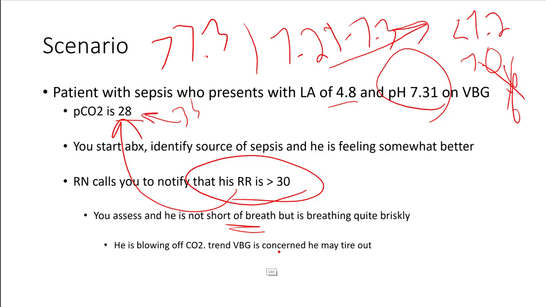Now, you could trend the VBG here if you're concerned. If this isn't getting better after a little while, you might trend the VBG just to make sure that the pH is not dropping and to make sure that this patient is not starting to retain CO2, which might be a sign that he's tiring out. And this is someone starting with a lactate over 4 with sepsis who maybe should be in the ICU to begin with.